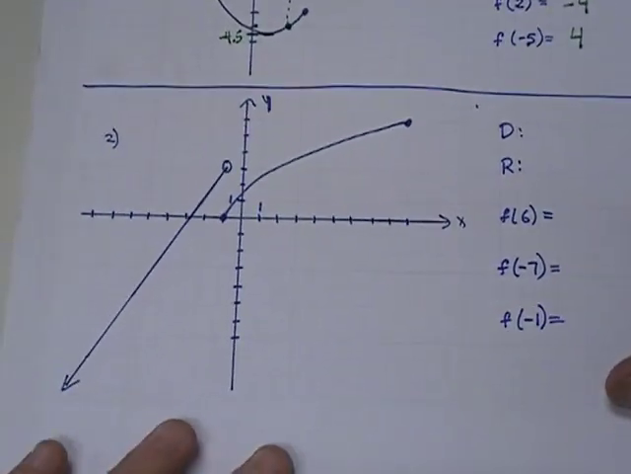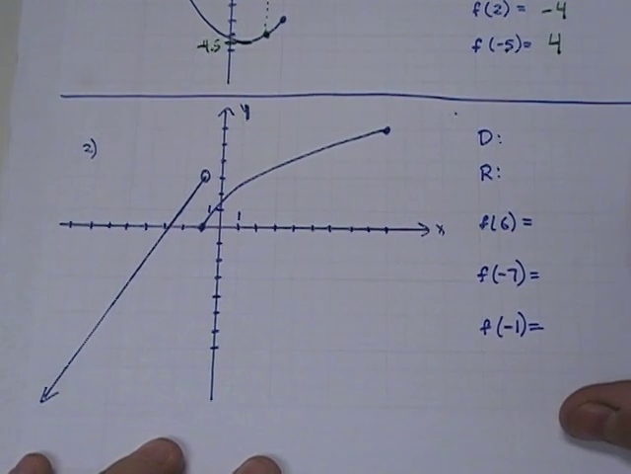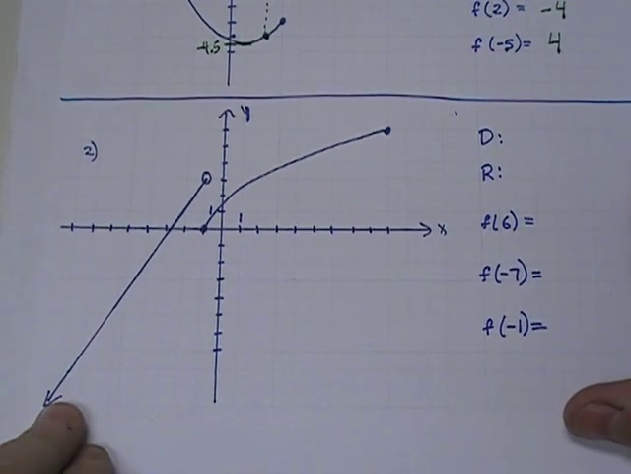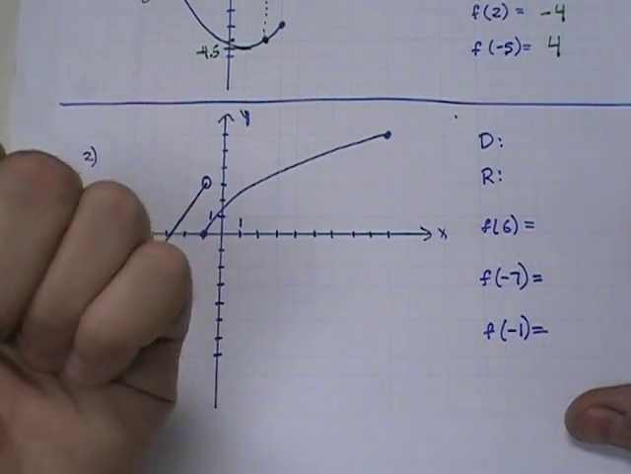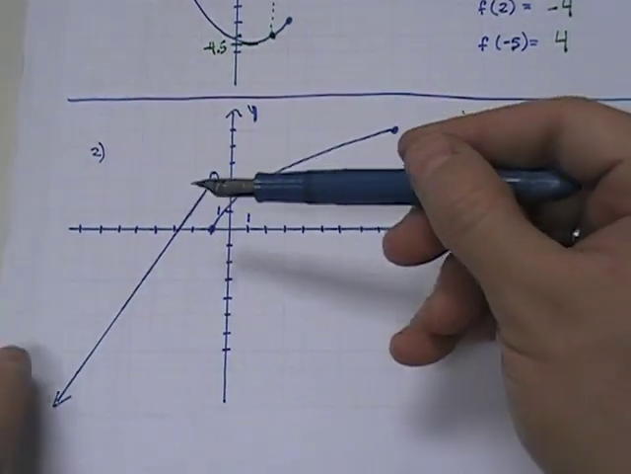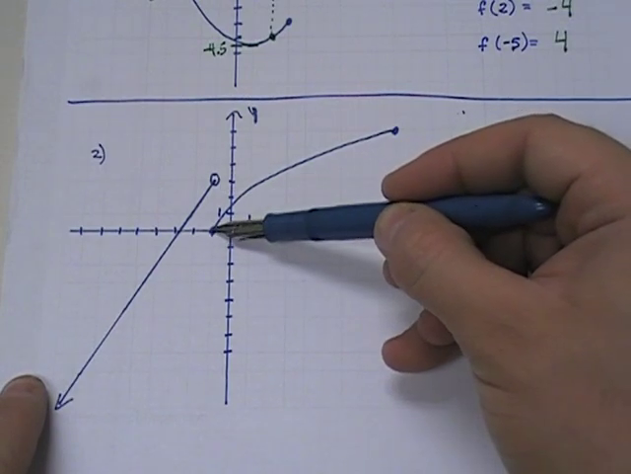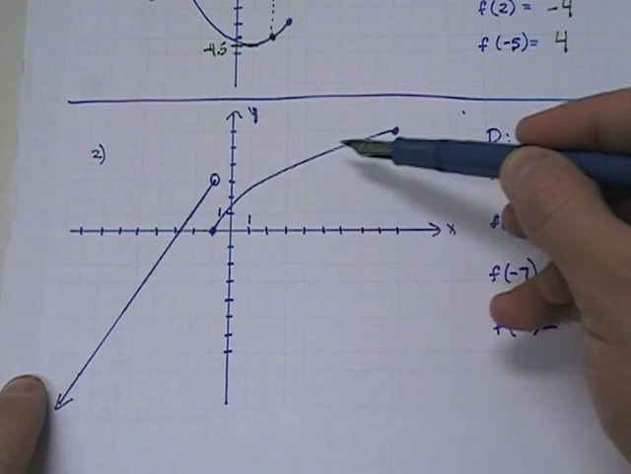Problem number 2. Slightly different looking problem. Very odd looking problem. Find the domain, find the range. Well, it goes to negative infinity in the x direction, so it goes that way. Goes to the left as far as it wants to. It comes to 1. There's an open circle. There's also a closed circle at 1, and then it keeps going to the right.